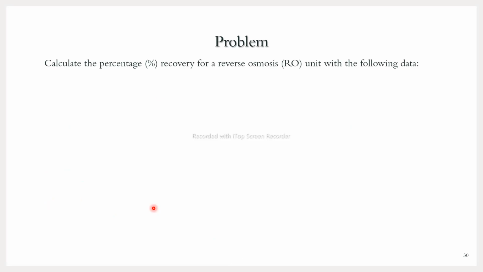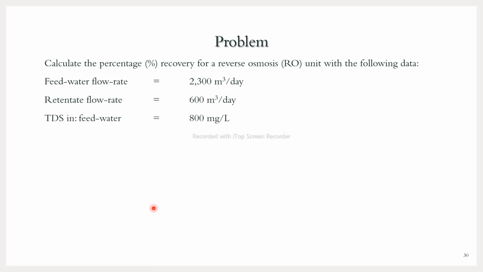you have to calculate the percentage recovery for a RO unit, reverse osmosis unit, with the following data. The data is given as follows: feed water flow rate is 2300 meter cube per day, retention flow rate is 600 meter cube per day, TDS in the feed water is 800 milligram per liter, TDS in permeate is 80 milligram per liter. This is the data given. Based on the data, you have to calculate the percentage recovery for a RO unit.